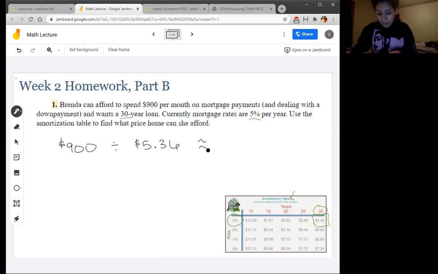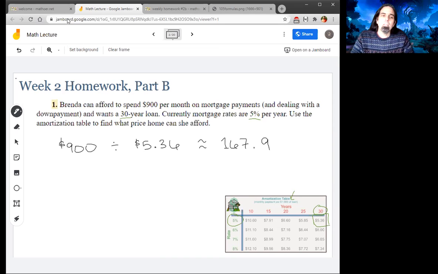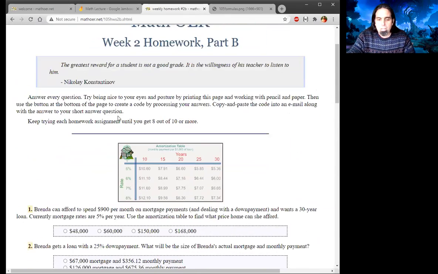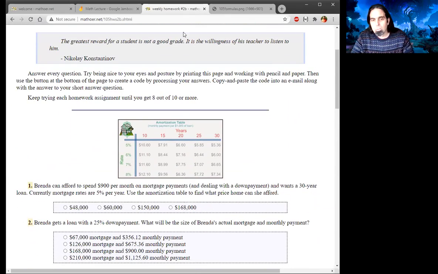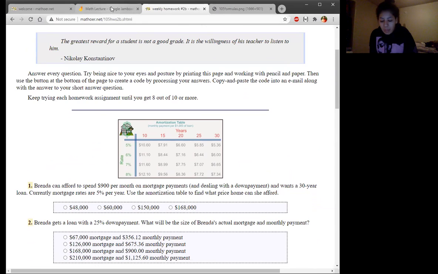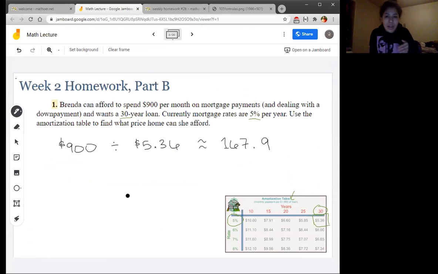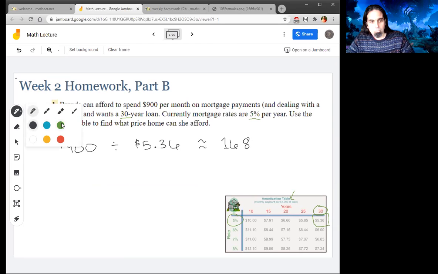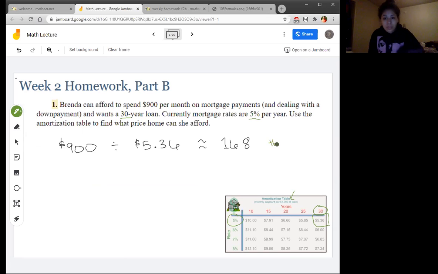The calculator gave me 167.9, and then I looked at the answer key and I saw it was 168, so I just rounded. Yeah, so I just did the approximate. The answer key is letting you round up to 168. That's thousands of loan, right? Right.